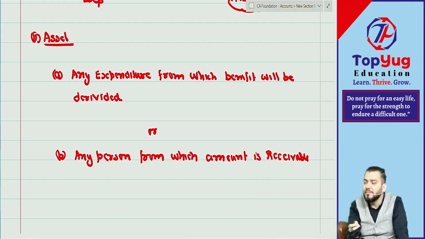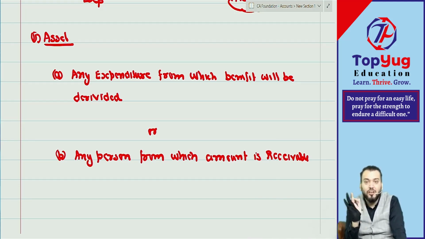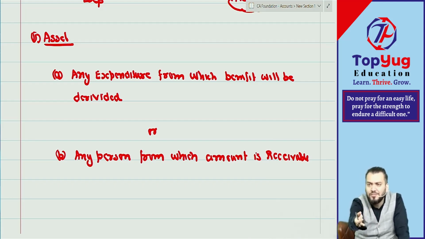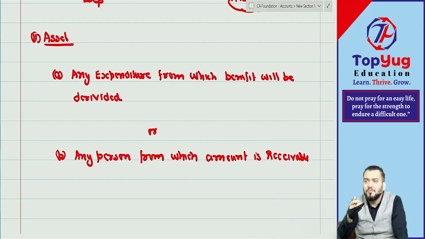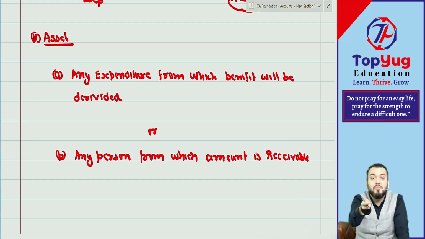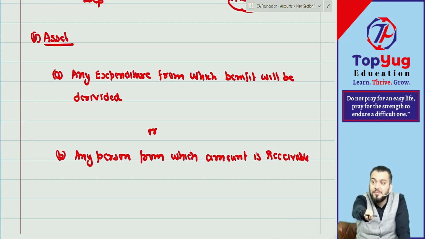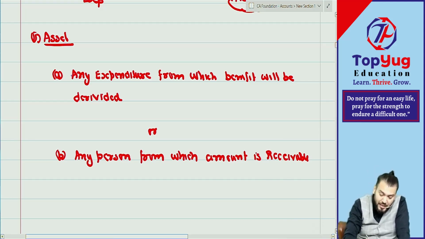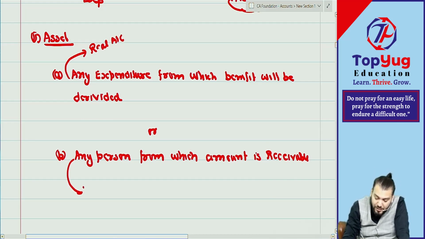For example, I have given 20,000 to you, and you will pay me 20,000 after 1 year. So this is not my expenditure. I have given 20,000 to you as a loan, and you will pay me that after 1 year. So this amount is receivable from you. You become my asset, personal account. So when I am saying any expenditure, this is a real account, and when I am saying any person, this becomes a personal account. Therefore an asset can be a real account or personal account. Understood this point?